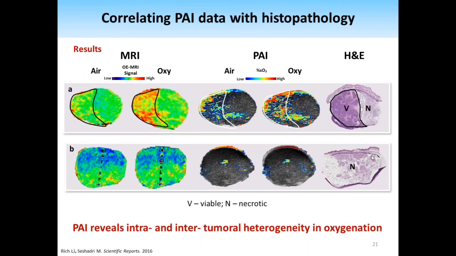So this reveals to us that photoacoustic imaging can not only detect heterogeneity between tumors, comparing these two tumors, showing that one tumor enhanced a lot and one tumor enhanced only a little bit, it can also show us intra-tumor heterogeneity. So within this tumor, the left side was very viable and had lost oxygen, whereas the right side was necrotic and we didn't see any signal at all.